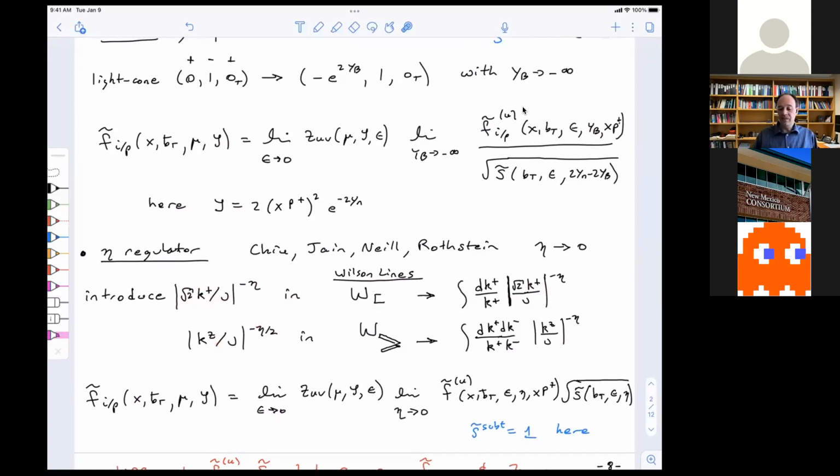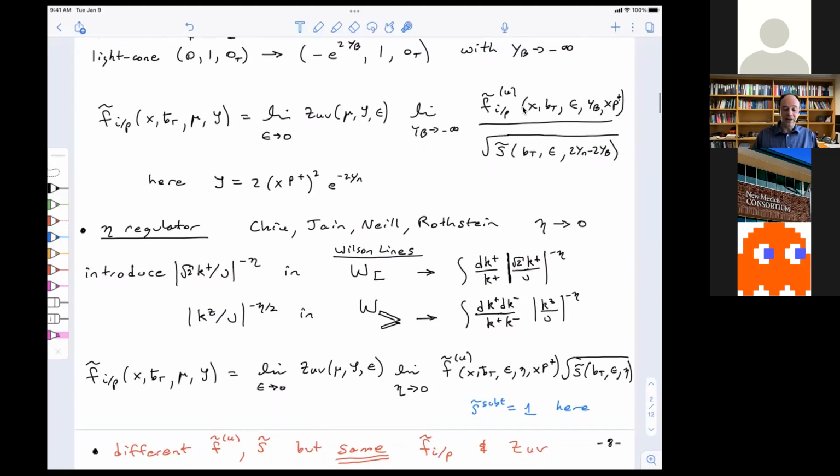So in this case, with this kz, you have, from attachments to the two light cones, integrals like this one, dk plus dk minus over k plus k minus. So you have divergences from both k plus and k minus in principle in this integral, and the kz does the job of regulating it. So that's how that one works.